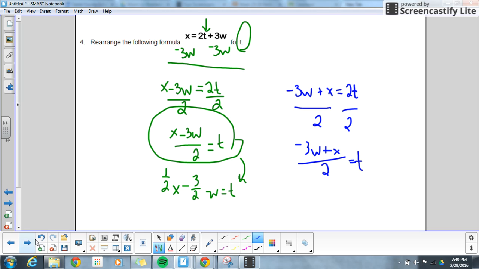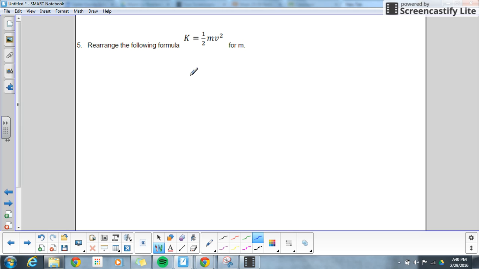Alright, let's take a look at one more. So now we're going to solve this formula for m. Now, any time that I see a fraction and I know I need to get rid of it, we could divide both sides by 1/2. But dividing both sides by 1/2 is a little bit messy. We don't want a fraction in the denominator. So what I'm going to do instead of dividing by 1/2 is I'm going to multiply by 2.